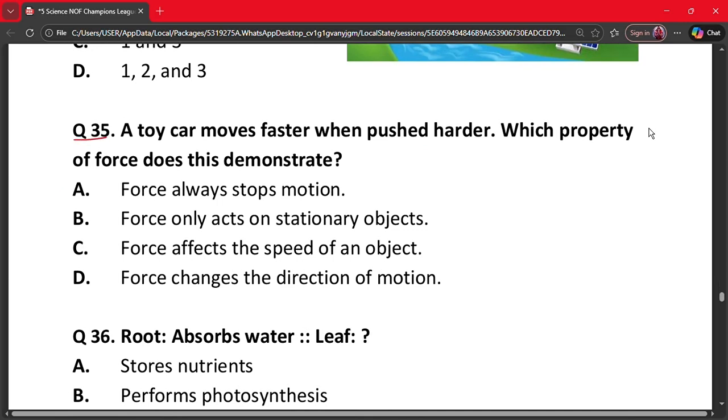A toy car moves faster when pushed harder. Which property of force does this demonstrate? A. Force always stops motion. B. Force only acts on stationary objects. C. Force affects the speed of an object. And D. Force changes the direction of motion. The correct answer is option C. Why? Because greater force equals more acceleration, which equals more speed. So correct answer is option C.